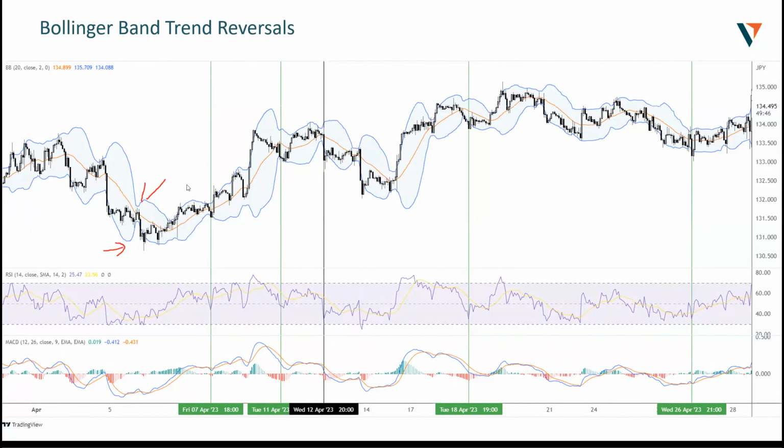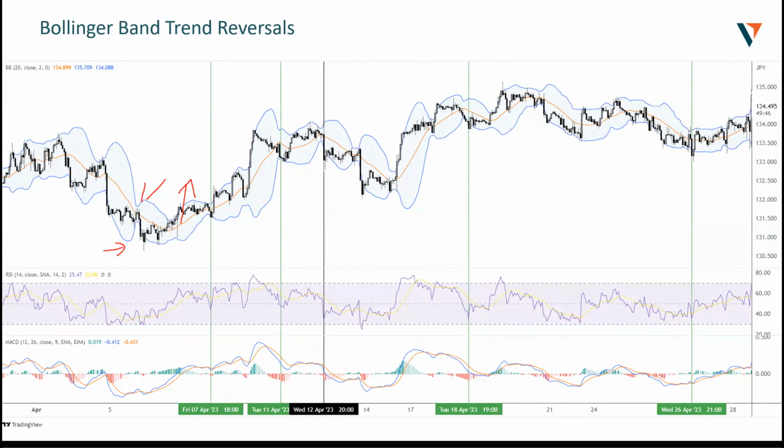And this middle line is our moving average. This is a 20 SMA, a simple moving average that tracks the previous price, and the upper and lower bands are two standard deviations away. So essentially, about 90% of the time we can see that price holds within this upper and lower band.